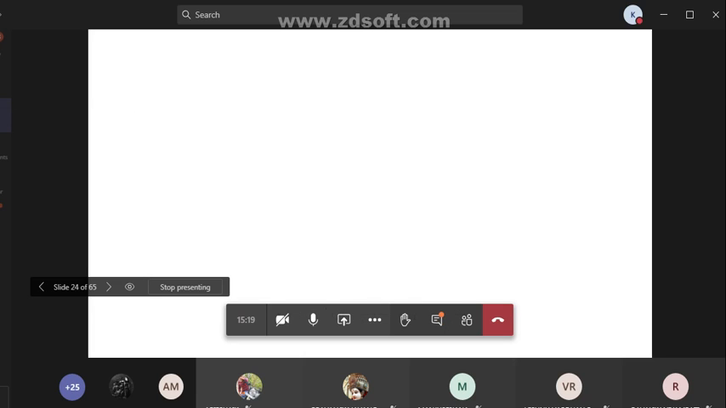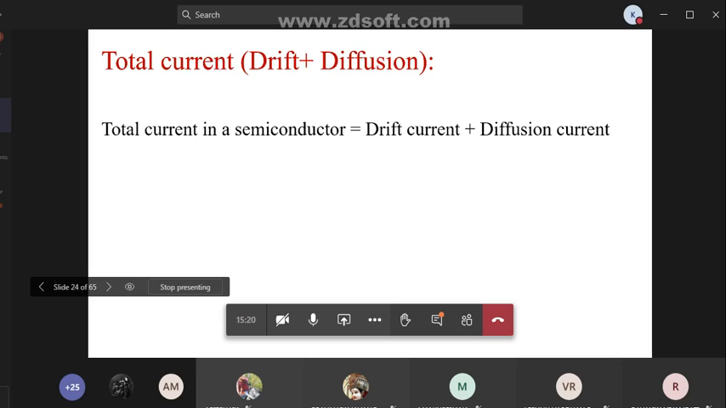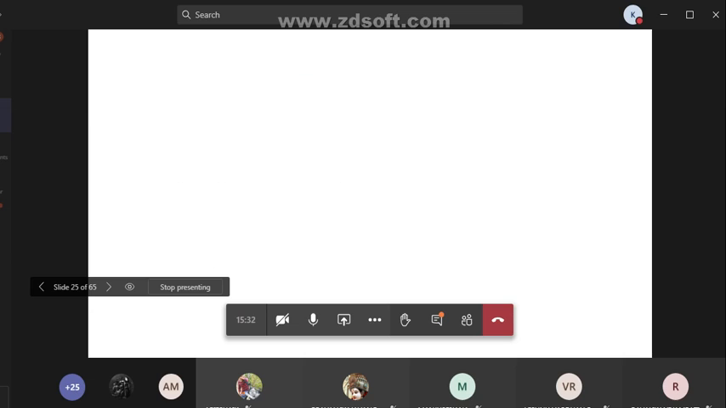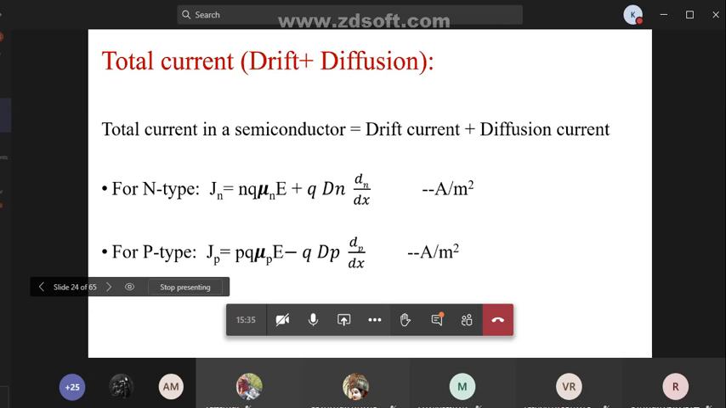So the total current in a semiconductor is the addition of both the drift current and the diffusion current. For an n-type semiconductor we can write it like this: drift current is n q mu_n E, plus diffusion current is q D_n dn/dx, where capital D is the diffusion constant and dn/dx is the concentration gradient, right?